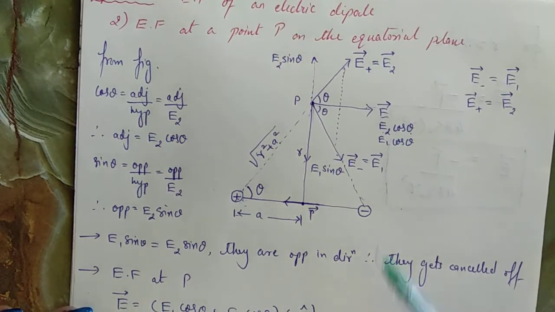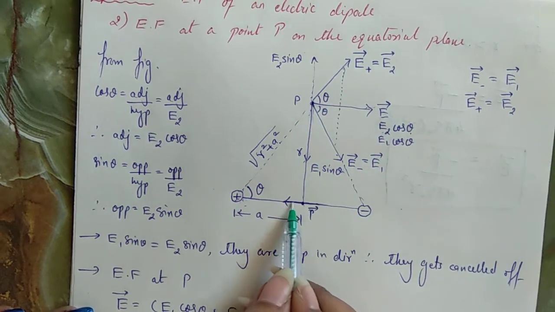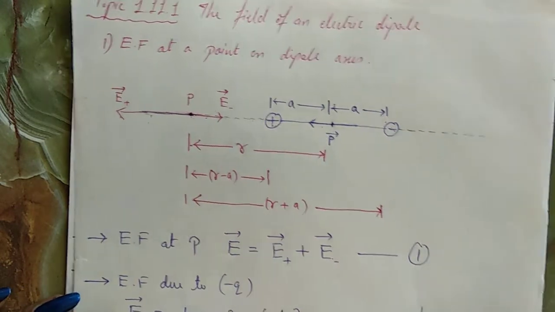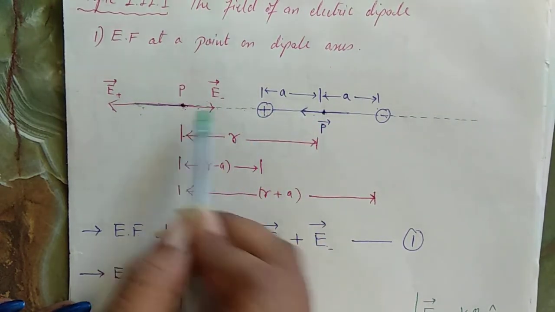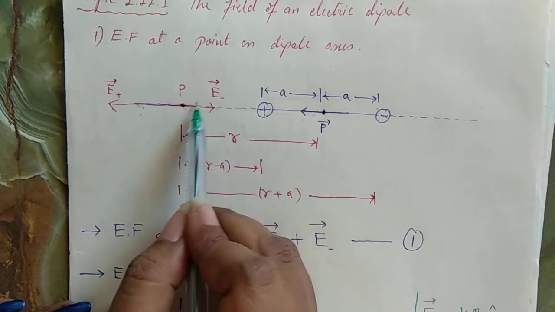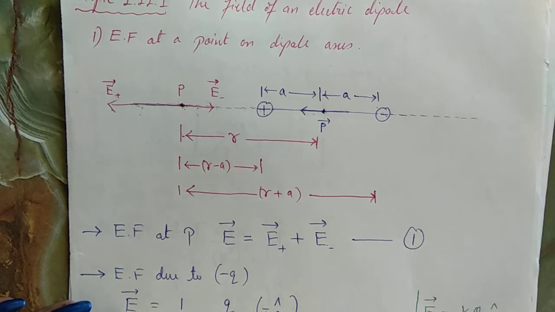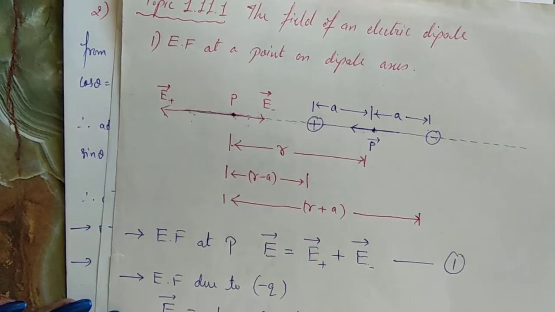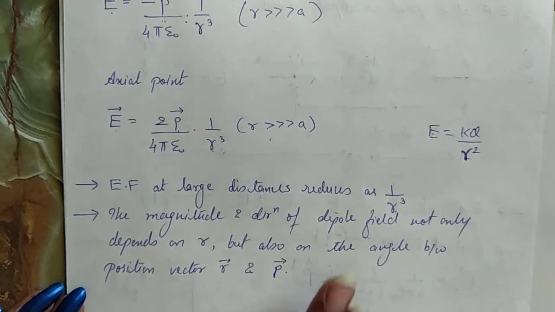Just see from the figure, this is the position vector r and this is the direction of dipole, so the angle is 90. And if I consider in case of axial field, then see, from the center the position vector of point P is in this direction and p is also in the same direction, so the angle between p and r is 0. So the value of electric field also depends on the direction, so you have to remember these points also. So that's all for our topic.